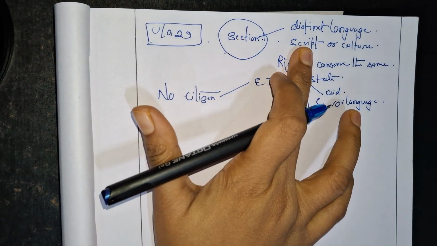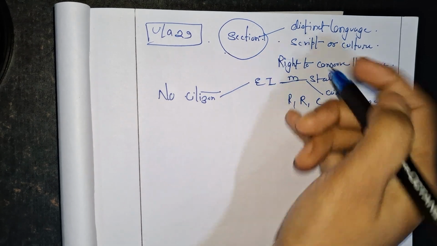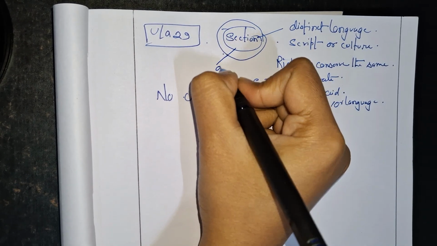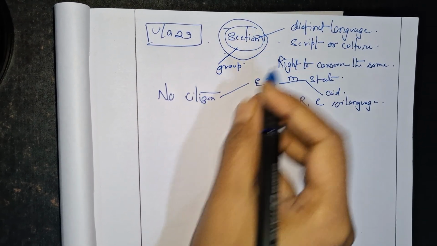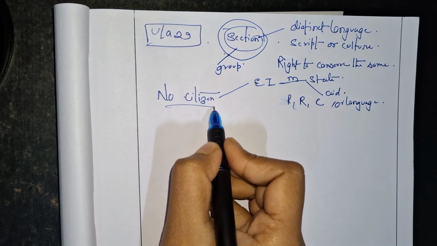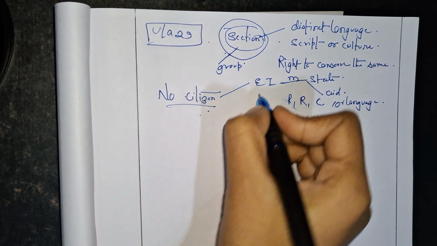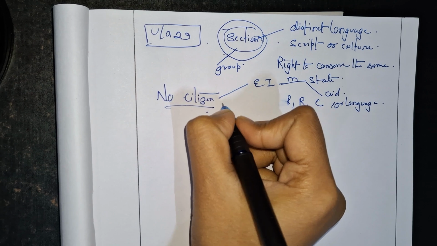So, this first provision protects the right of a group. But this second provision protects the right of the citizen as an individual. It protects an individual.